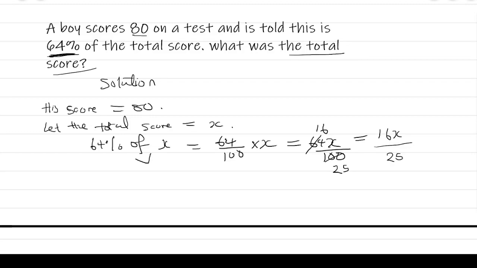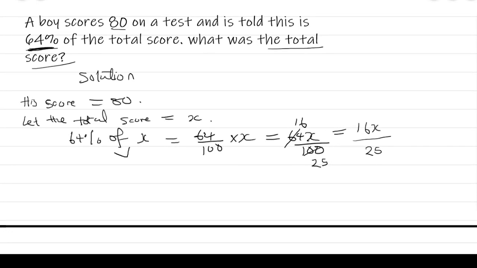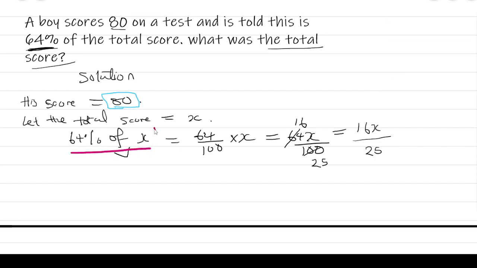So I will go through the problem again. Here we are told that this boy has scored 80 on the mark. So this is his score, 80. So he has scored 80 on a mark, and then this is equal to 64% of the total score. So this is equal to 64% of x, where x is his total score. So let's see here, this is equal to 64% of x, and this thing is exactly this as well.